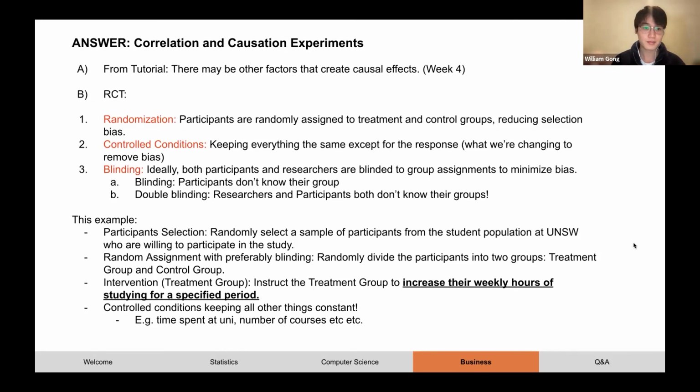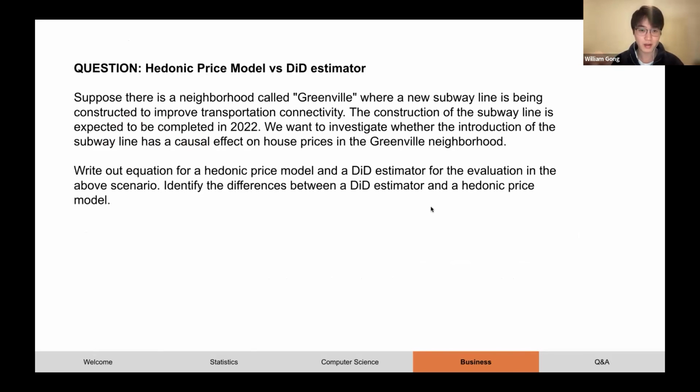So the next question is something I found very interesting: the hedonic price model and the DID estimator. Let's get started. The scenario is, suppose there is a neighborhood called Greenville where a new subway line is being constructed to improve transportation. The construction of the subway completes in 2022. We want to investigate whether the subway line has had a causal effect on house prices. For this question, I want you to think about writing out equations for the hedonic price model and a DID estimator, and can you tell me the differences and explain them for me?